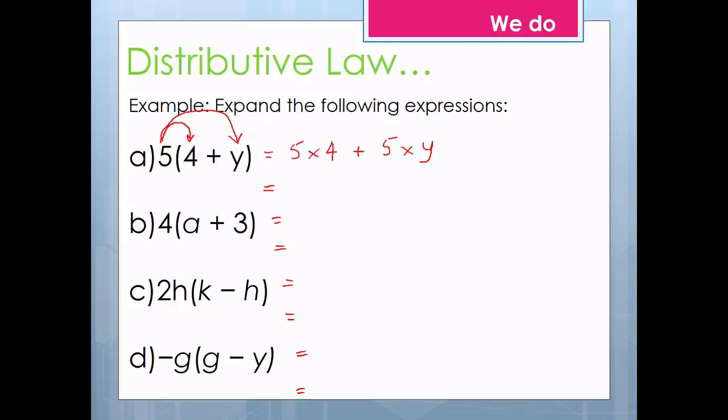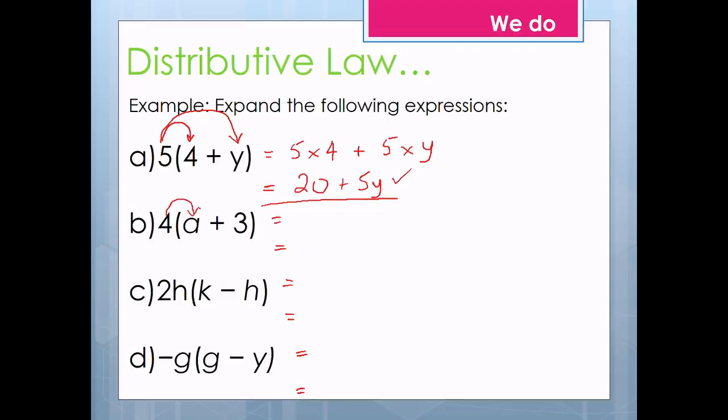Okay, let's check these answers. So 5 times 4 is 20. 5 times y is 5y. That's it. I can't collect them together. They're not like terms. So the answer is 20 plus 5y. If you manage to get that by yourself, give yourself a tick.